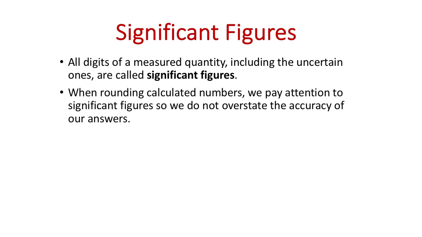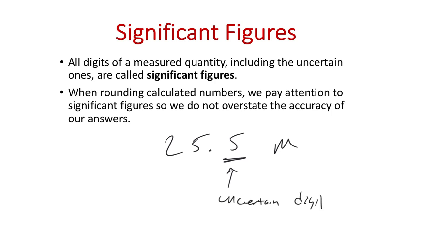Okay, so let's get into this topic of significant figures, where this is going to be how we round off our results. All the digits in a measured quantity, including the uncertain digits, are what we call significant figures. What this means is when we see a value like 25.5 meters, and we're assuming that this came from some sort of lab measurement or some sort of device that gave us this measurement, that this last digit is the uncertain digit, meaning that this digit carries some inherent uncertainty.